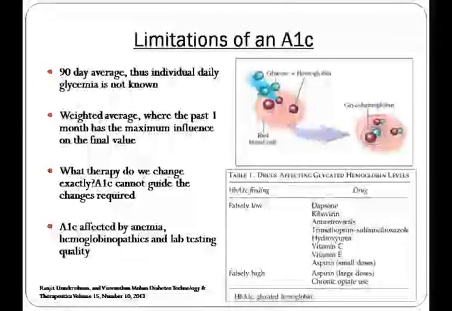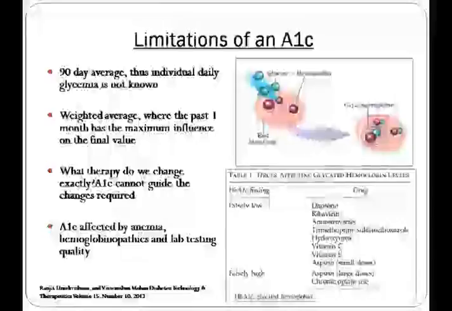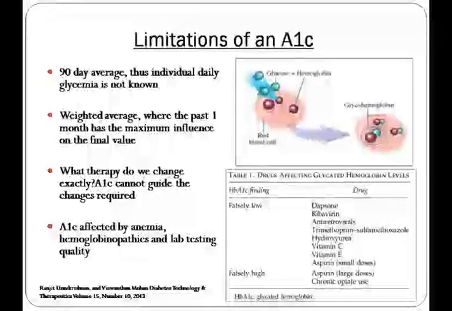A1C, of course, also tends to get affected by various medical conditions, be it anemia, hemoglobinopathies, and more importantly, poor lab standardization for this test and errors in measurement. So that itself is a big limiting factor. And of course, there are the listed drugs which tend to affect it. You'll see some of these are very commonly used drugs in our patients which could be affecting the A1C value on which we have been relying so much.